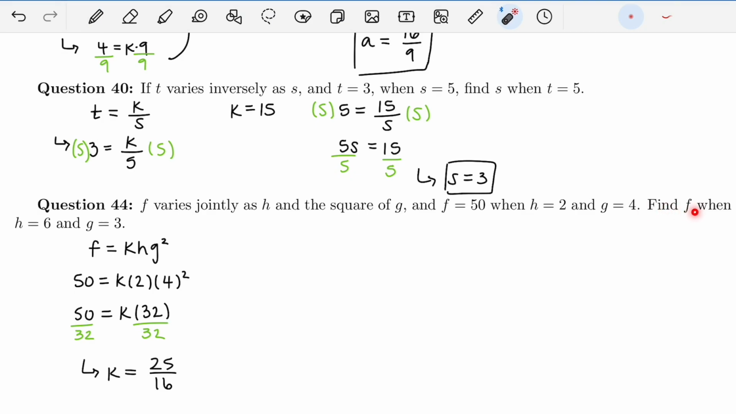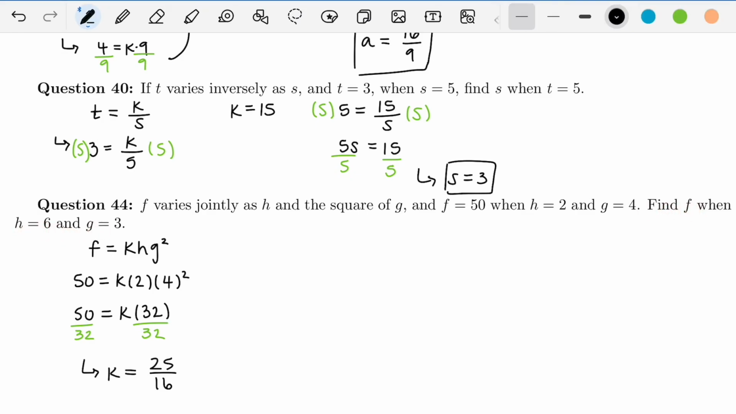So to answer this question, we want to find f when h is equal to 6 and g is equal to 3. So we're going to plug these values into our equation here.